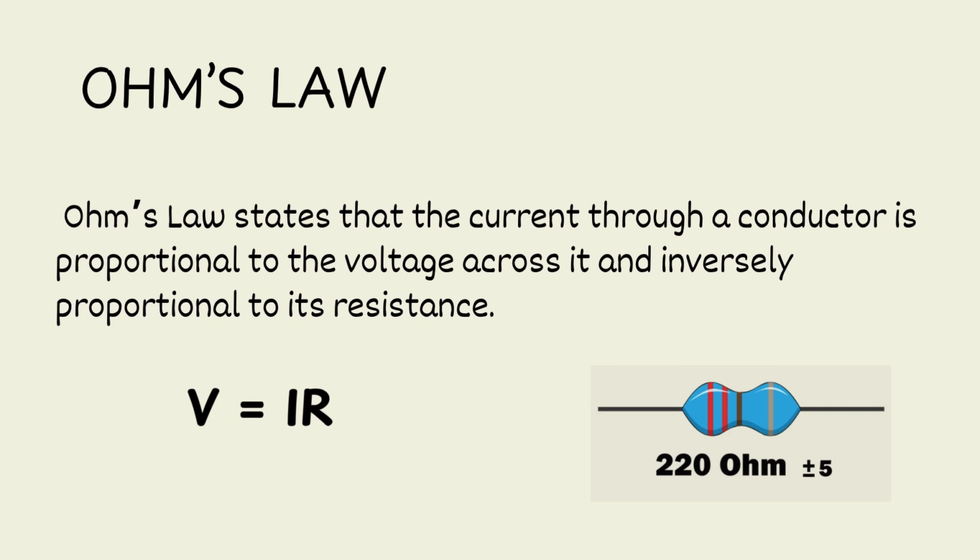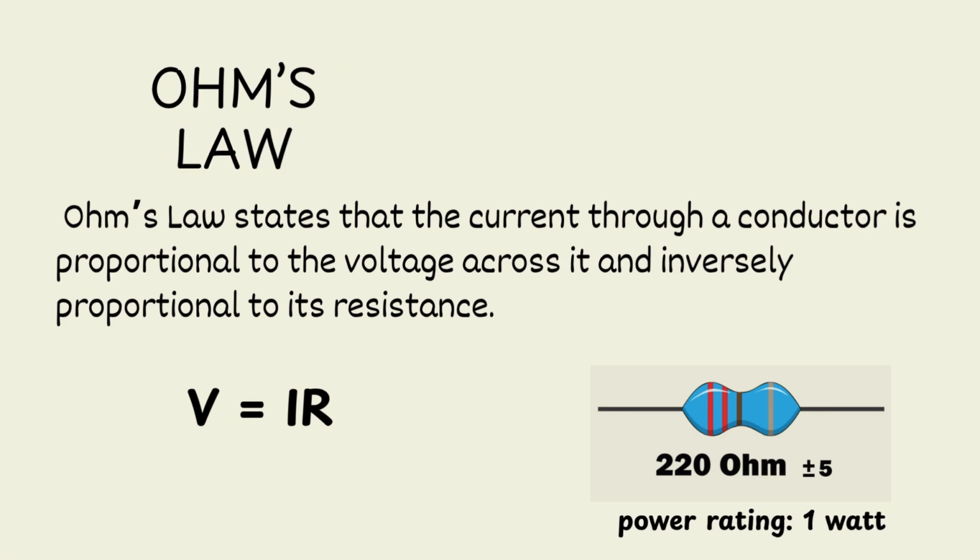The value after the plus minus sign is known as tolerance. No resistor is perfect. Tolerance is the maximum permissible variation of the resistance from the stated value. Common tolerances are 1%, 5%, and 10%. Resistors usually have some power rating on them. It indicates the maximum power it can dissipate without being damaged.